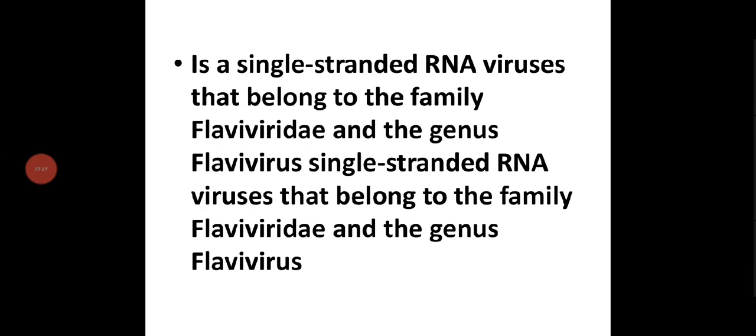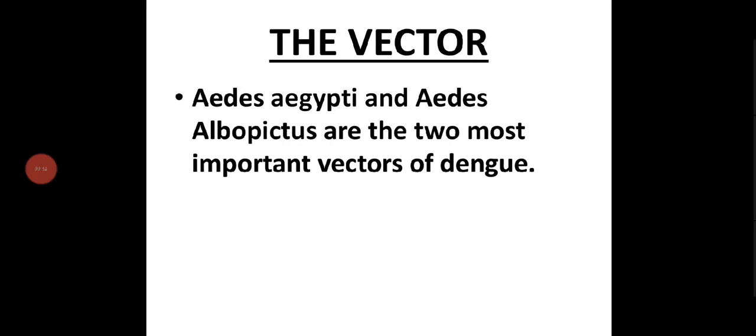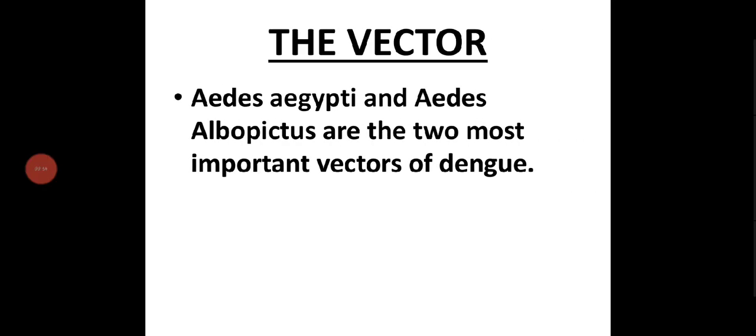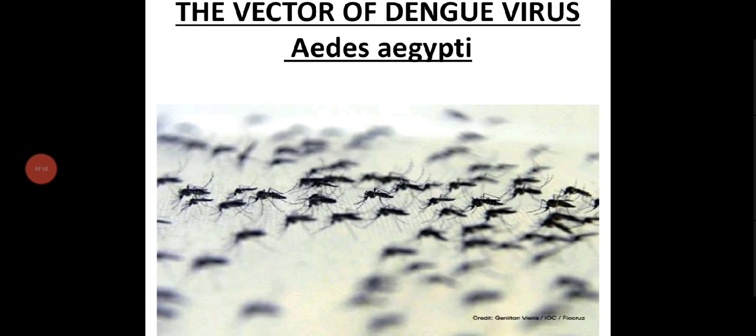It is a single-stranded RNA virus that belongs to the family Flaviviridae and the genus Flavivirus. So this is an RNA virus, only single-stranded RNA, belonging to the family Flaviviridae and genus Flavivirus. The vector is Aedes aegypti and Aedes albopictus. That is the mosquito, Aedes aegypti.